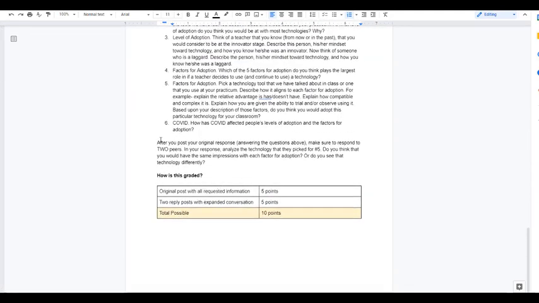So you want to post your original response and reply to others, and this tells you what you need to reply to. When you reply to them, you're going to look at their number 5 and give some options for that, and you'll post that in Google Classroom.